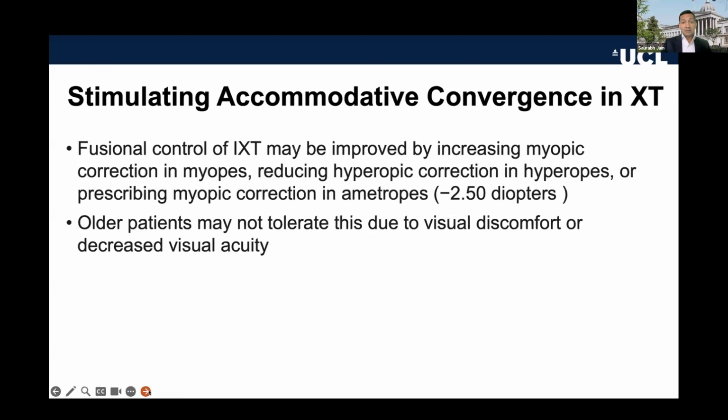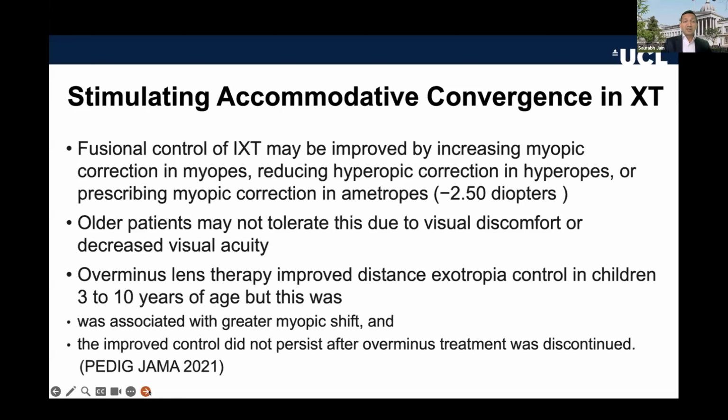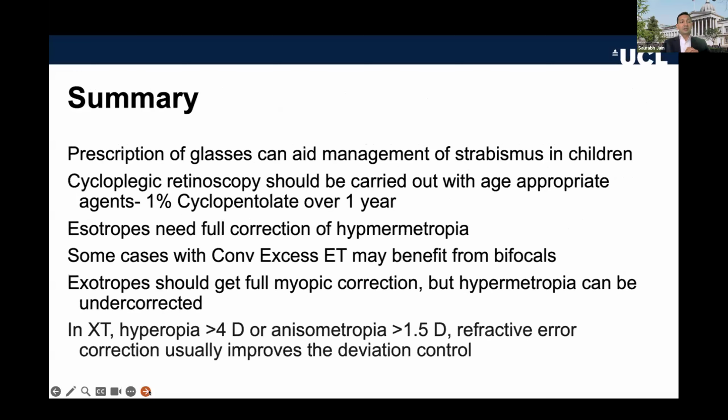Now, in some kids, this was not tolerated, but a more pertinent point was that even in the children that tolerated it, we found this was associated with a greater myopic shift that persisted after treatment was discontinued, whereas that improved control did not. So I think this has pretty much fallen by the wayside, and most of us will not over-minus children anymore.